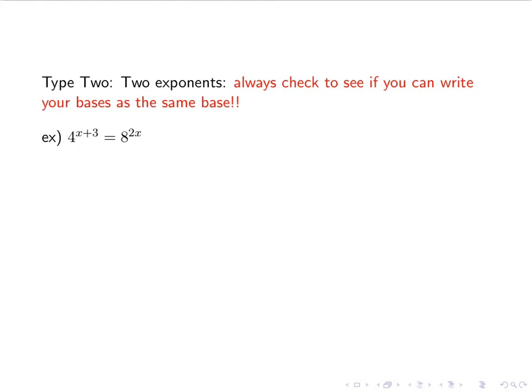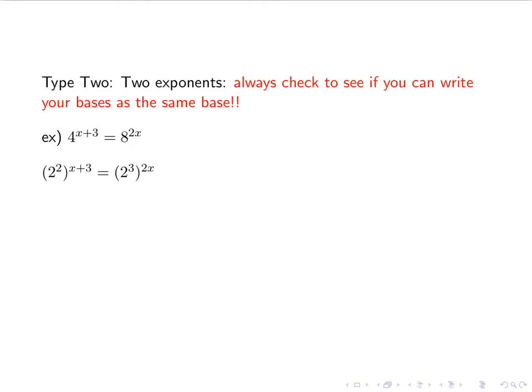So for our first example, we have 4 to the x plus 3 equals 8 to the 2x. So I look at my bases 4 and 8 and say, can I write them as the same base? And hopefully we realize that 4 and 8 are both powers of 2. So I'm going to change my 4 into 2 squared and change my 8 into 2 cubed. So I want to make it so that they're both powers of 2.